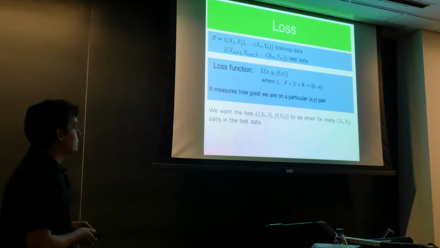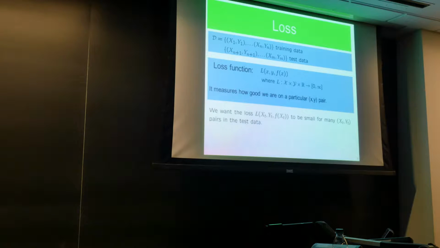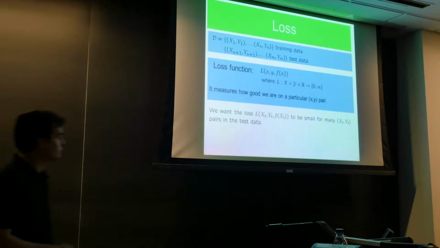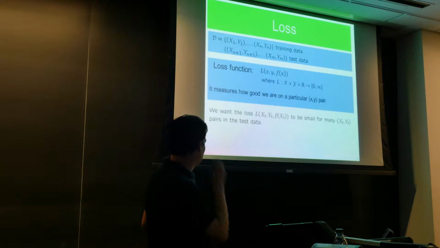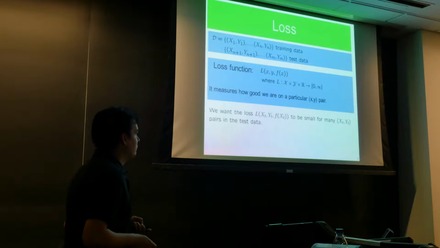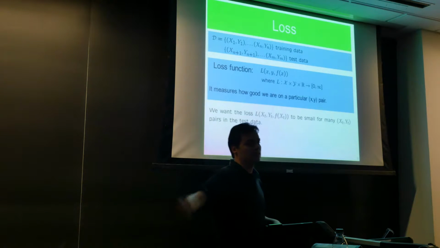All right, if we want to study how well our algorithms work, then we will need a loss function L, which is defined on (x, y) pairs. Given features x, the algorithm predicts f(x), and we want to compare f(x) with y. And our goal is that we want this loss to be as small as possible on the test data set.